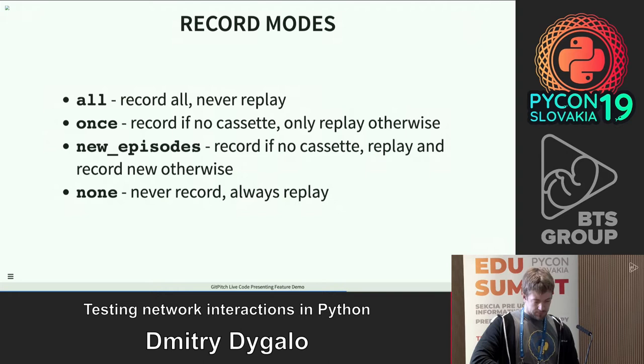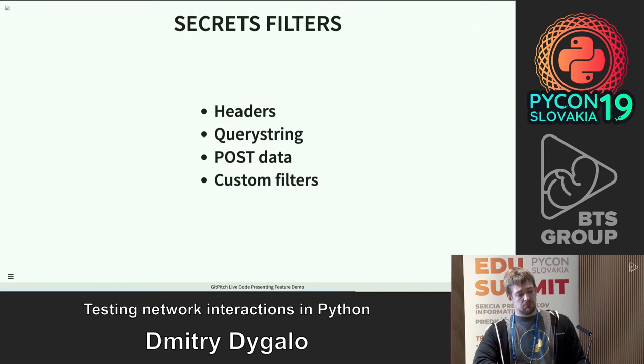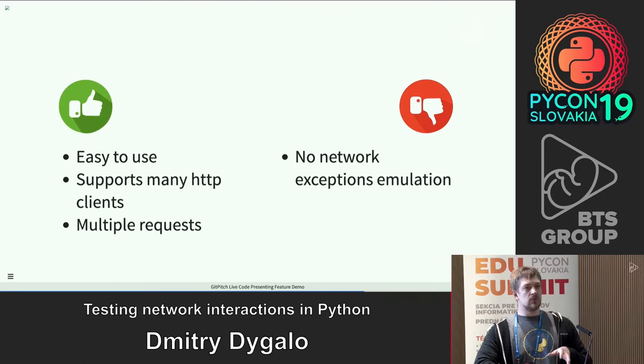Also, it allows you to filter out your secrets from headers, query string, post data. You can define your own filters. And in general, it's really easy to use. You just need to set up this mark. It supports many HTTP clients: aiohttp, requests, urllib3, a lot of them. And you can specify multiple requests, any sequence, anything. But unfortunately, there is no built-in exception emulation. So we have generic libs that allow you to do this, and cassettes. The best approach from my point of view is to combine them and choose whatever you need to test.